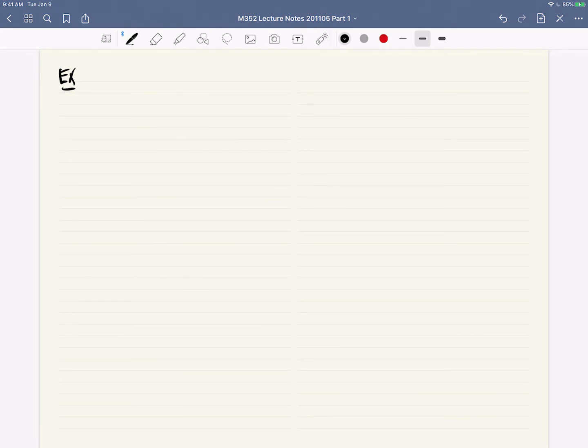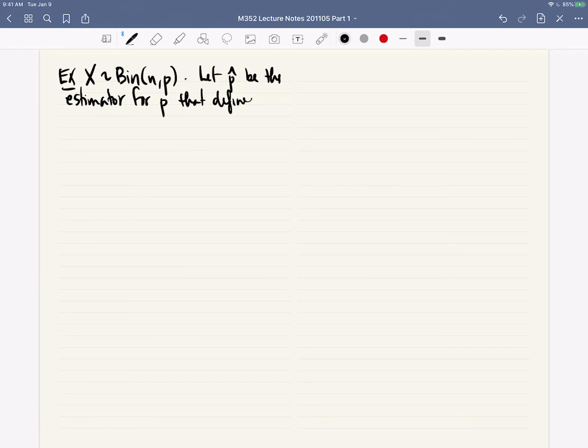This is another estimator we've talked about. So let's let x be a random variable that's distributed like a binomial with parameters n and p. And let's let p hat be the estimator for p. That's defined in the standard way, where you take a result from x and you divide it by n. So let's calculate the mean squared error for this estimator.